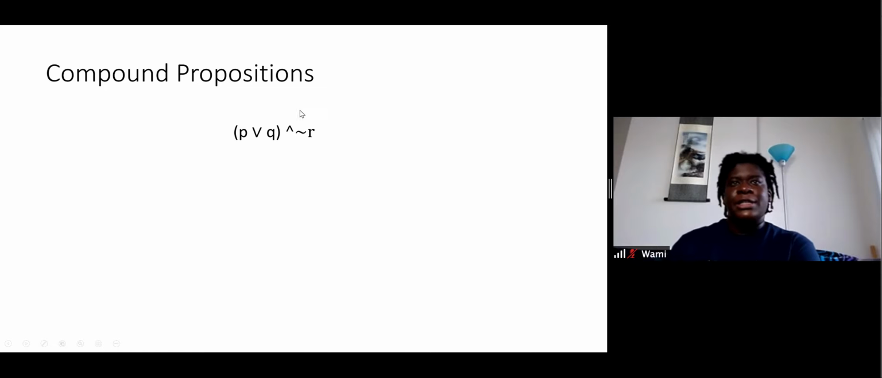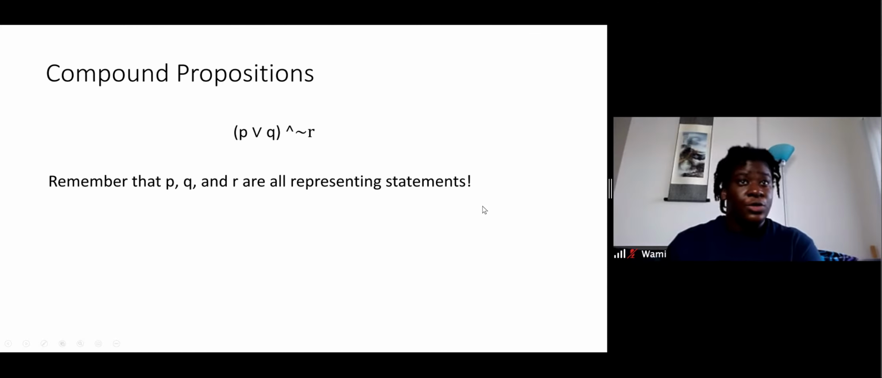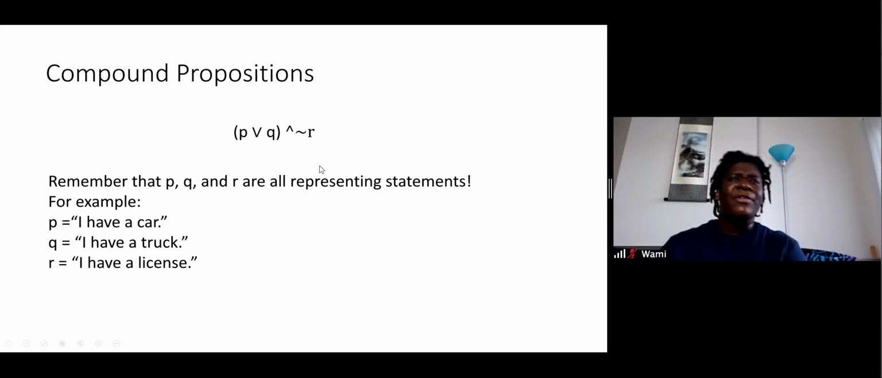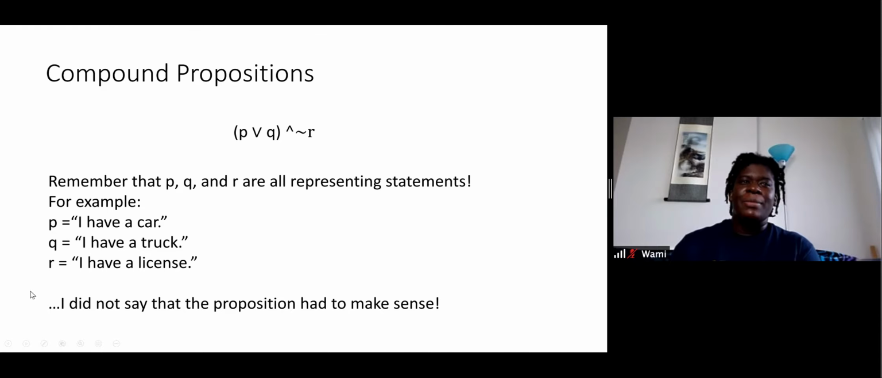So bringing back the example that I showed in the previous slide, you should remember that P, Q, and R are all representing actual statements. So for example, P can be, I have a car. Q can be, I have a truck. And R could be, I have a license. So if you read this with this substitution in, it will be something like, I have a car, or I have a truck, and I don't have a license. Which doesn't really make sense, but I didn't say that a proposition really had to make sense. This is still a proposition because it's still a statement.